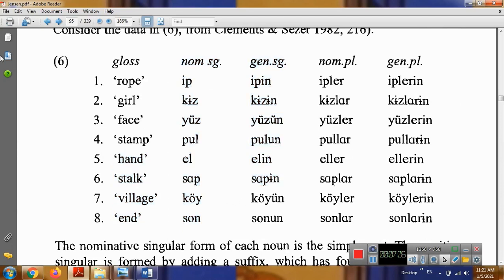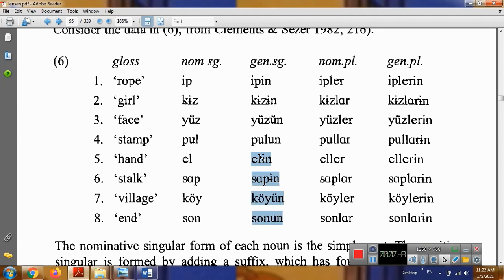We have another type of data here. If we have ellen, here in these four words, the vowel of the suffix was the same as the vowel of the root. But here it is not the same. The vowel of the suffix is not the same as the vowel of the root. For example, here we have ellen. Here we have a, but here we have e. We have sapın. We have a, and here we have a. Kuyun. Sunum.